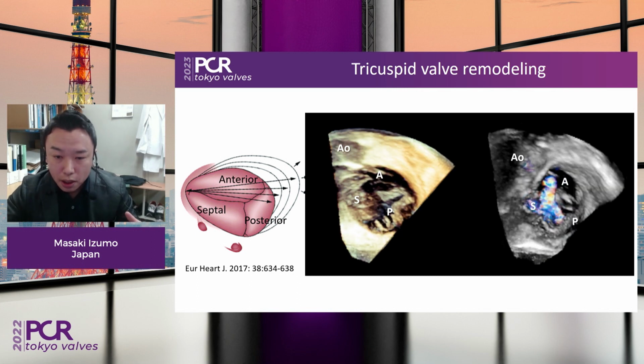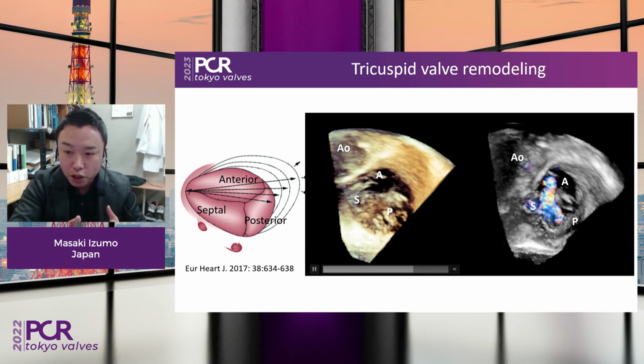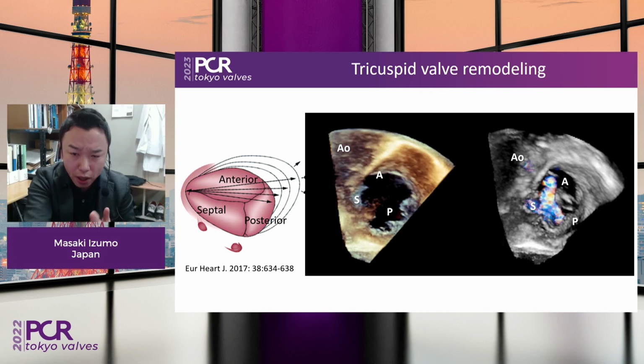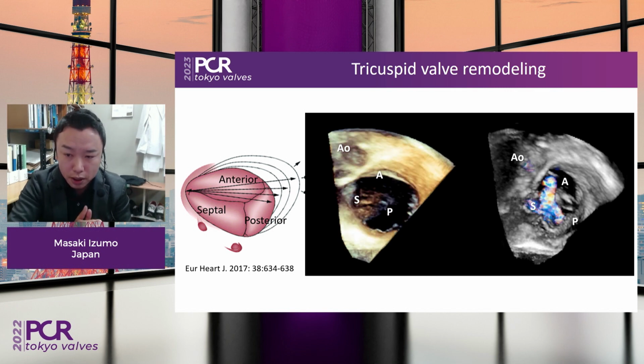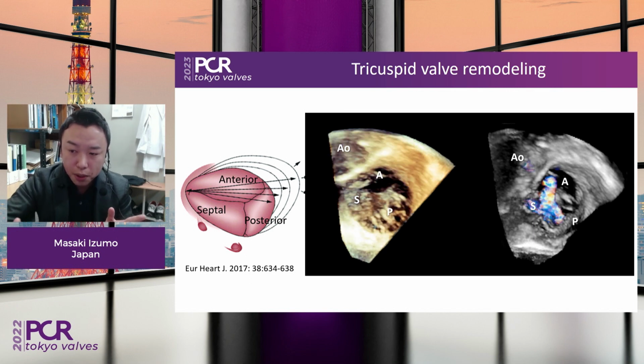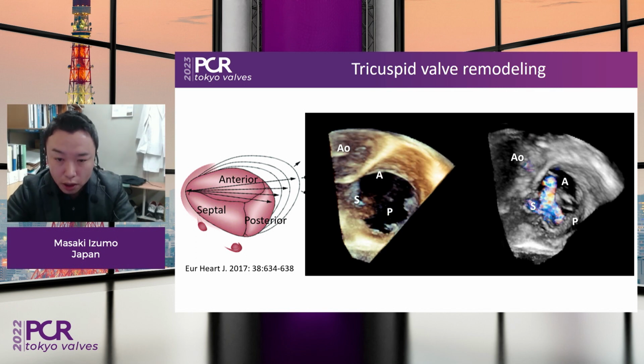Annular enlargement is an important factor in the mechanism of secondary TR: dilatation of the annulus toward the RV free wall. Therefore, the regurgitant jet is often found along the septal leaflet. The septal leaflet and anterior-posterior leaflet must be grasped to get reverse remodeling by TEER.